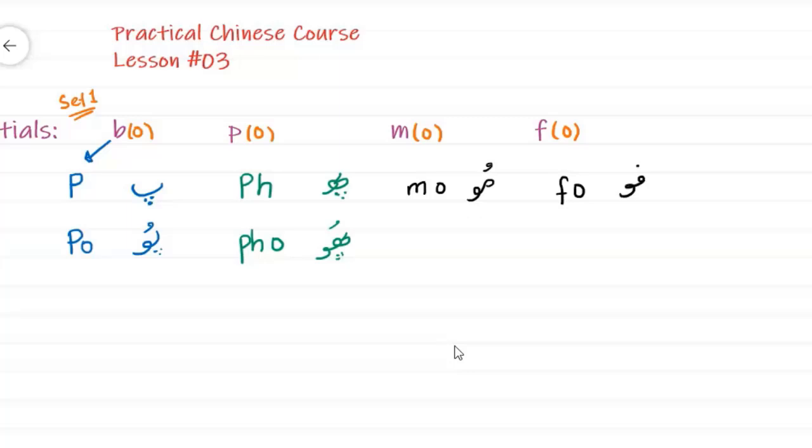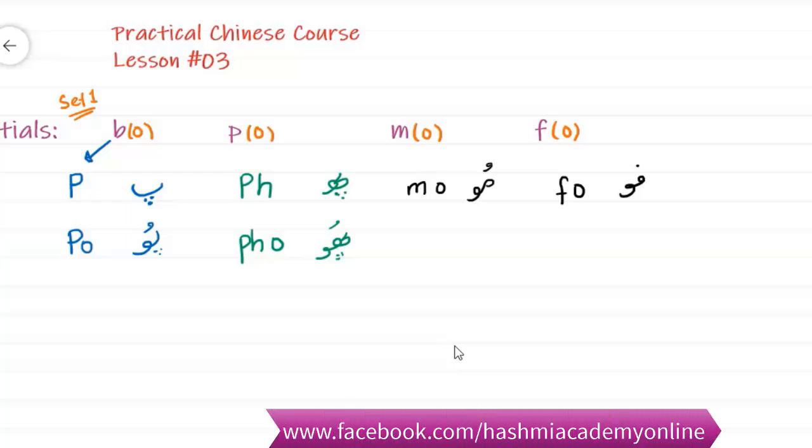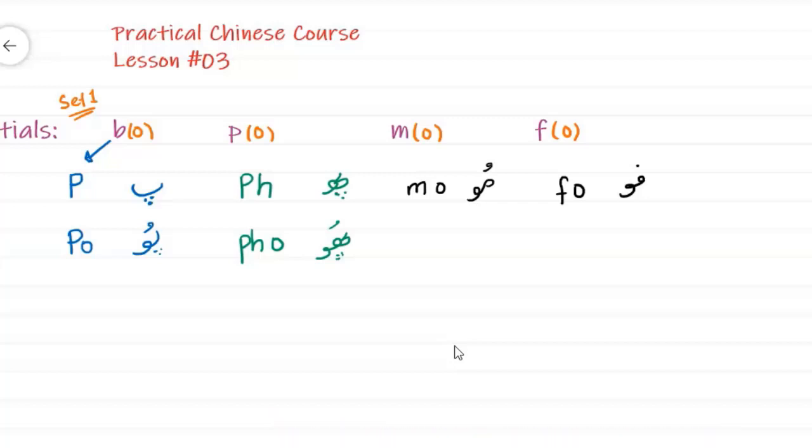Now read after me. Po, mo, fo. Right. Now you have to practice with these initials. Don't forget to follow these steps. You have to watch the complete video. You have to read aloud and listen carefully. And the third step is you have to practice. To get the benefit from this video, you have to practice.